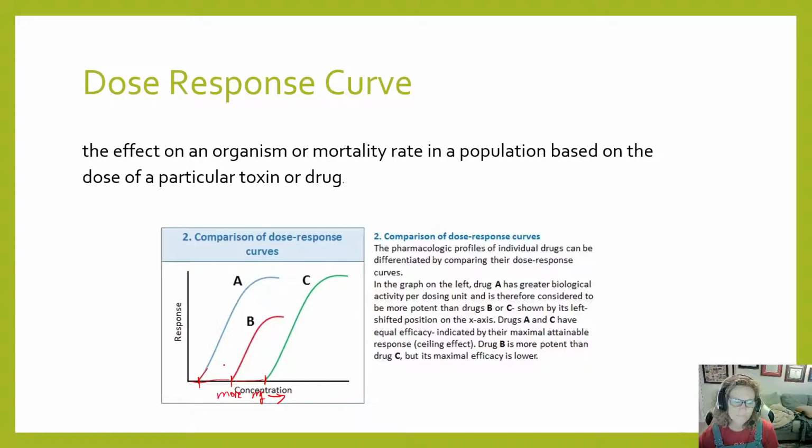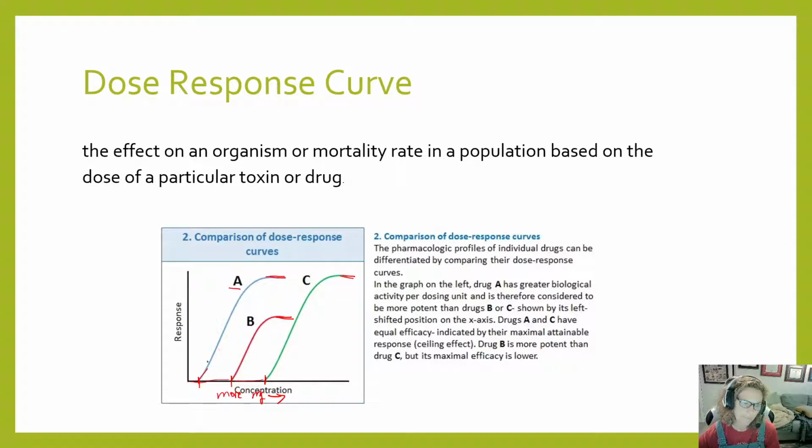Okay, and then you see this sharp spike. So it's being effective, and then when it levels out, that's its maximum response it's going to get. That's as good as that drug is going to become. So you can make some conclusions off this curve.